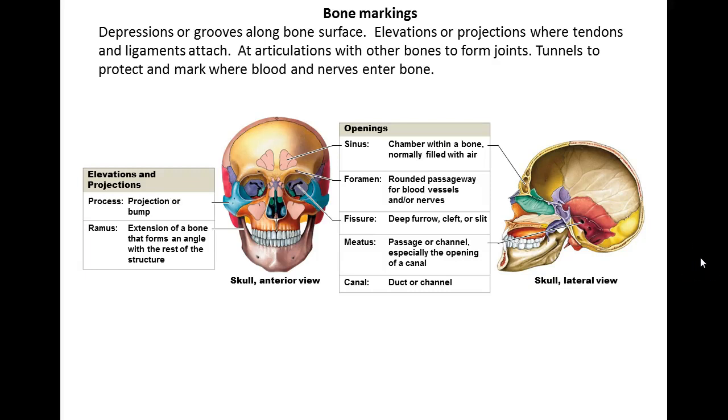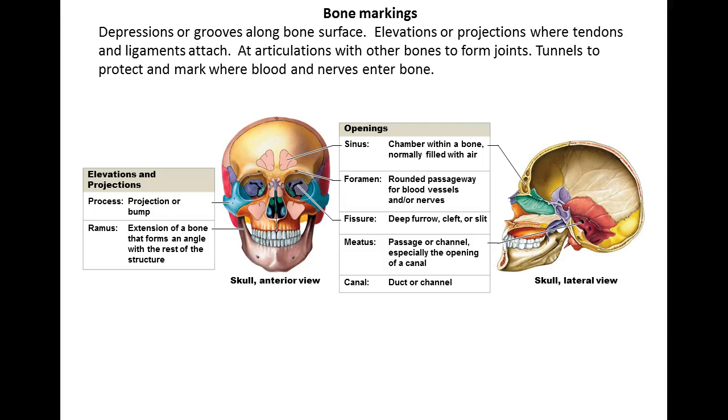We left off with bone markings. We were talking about depressions and projections. Depressions are indentations, and projections are elevations off bones. Here are some examples, and understand that these aren't the only examples.